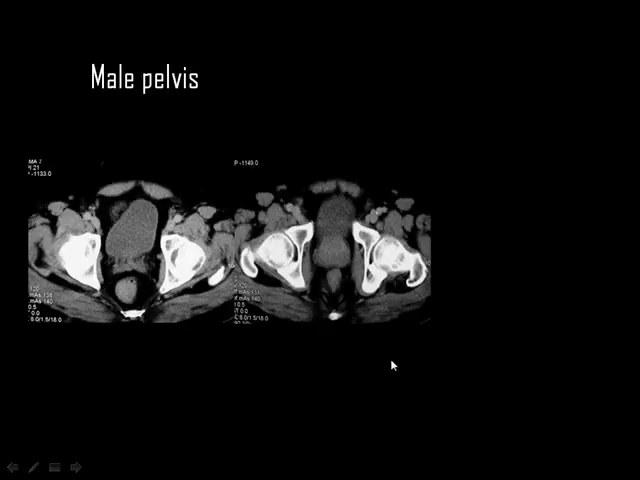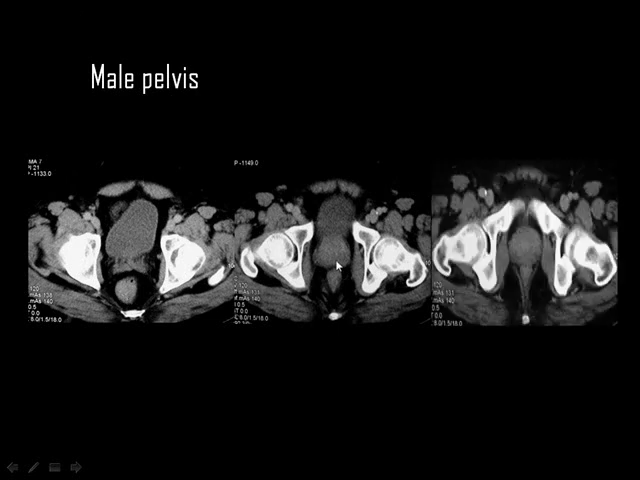And whenever you go more down, if you are dealing with a male pelvis, you will see this is the urinary bladder, these are the seminal vesicles, and this is the rectum. Lower down, you can see this is the prostate, and this is the remaining part of the urinary bladder, and this is the rectum. And here you can see the prostate, no more urinary bladder, and the pelvic floor muscles.